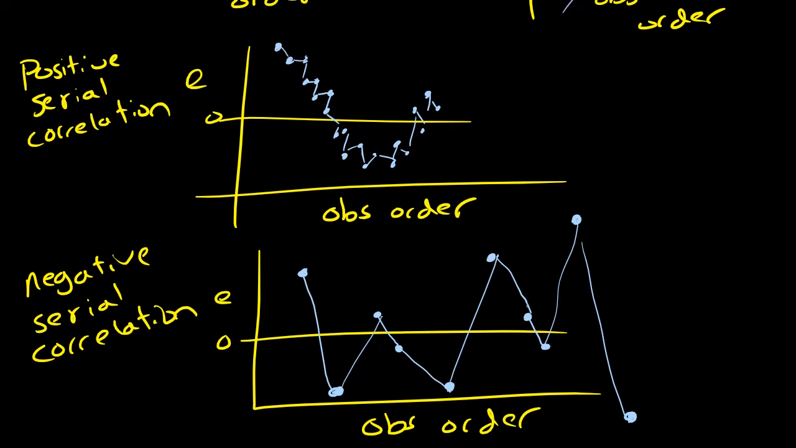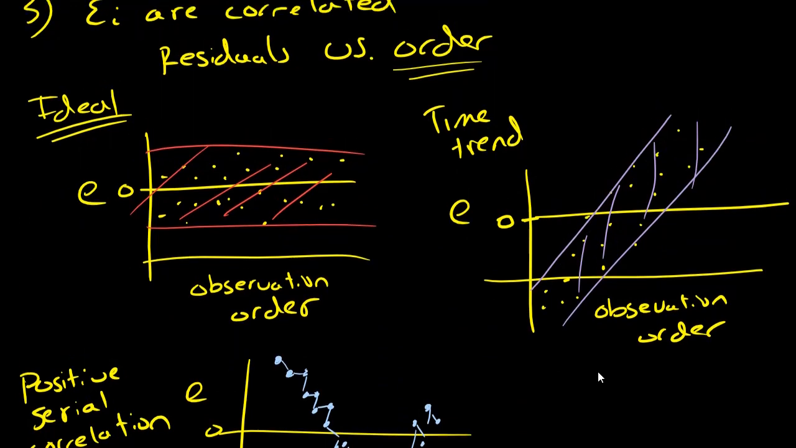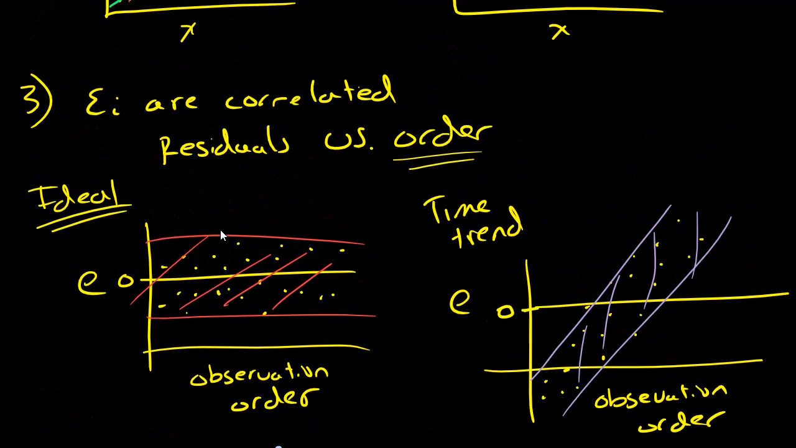And if you see any of these, since it's being plotted by observation order or time, then you need to consider using a different model, a model for time series.